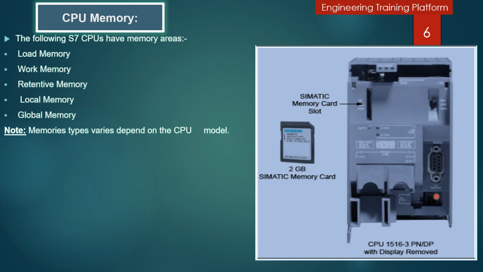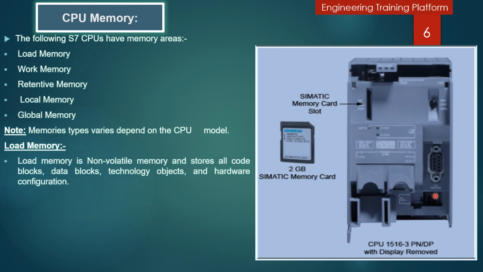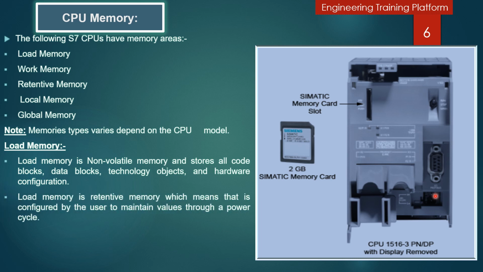The S7 CPUs have the following memory areas: load memory, work memory, retentive memory, local memory, and global memory. Memory types vary depending on the CPU model. Load memory is non-volatile memory and stores all code blocks, data blocks, technology objects, and hardware configuration. Load memory is retentive memory, which means it is configured by the user to maintain values through a power cycle or a program run transition.